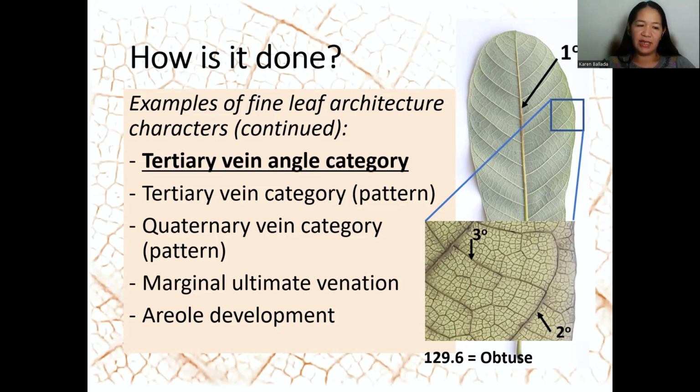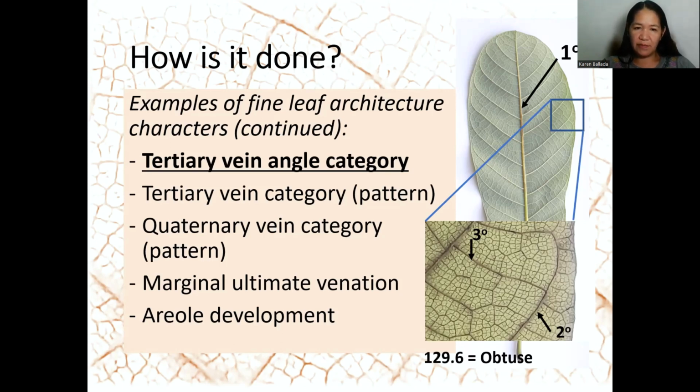So, tertiary vein category pattern, you just try to take a look. Do these veins form a straight connection between secondaries, or do they form an alternating pattern? If they form straight connections, they are described to be percurrent.